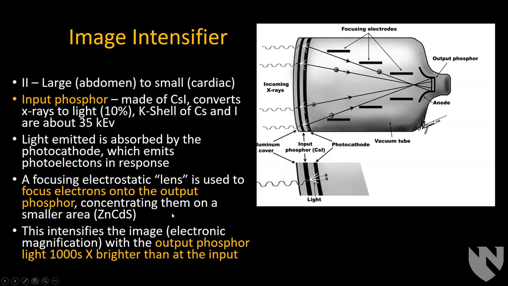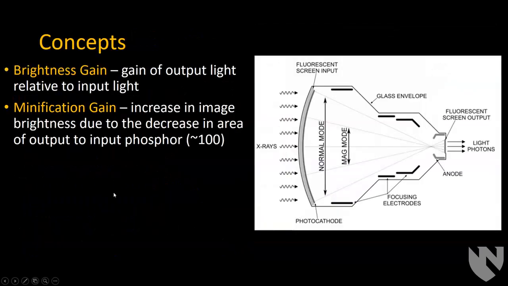And then the output phosphor light will be much brighter than the light that was from the incoming X-rays. So the overall brightness gain is how bright the light from the X-rays was at the input screen versus how bright it is at the output. And that comes from a couple of things. A big part of it is the minification gain. So you have a large area going to a small area, and the ratio of those areas will be the difference in brightness, and usually that's on the order of 100.